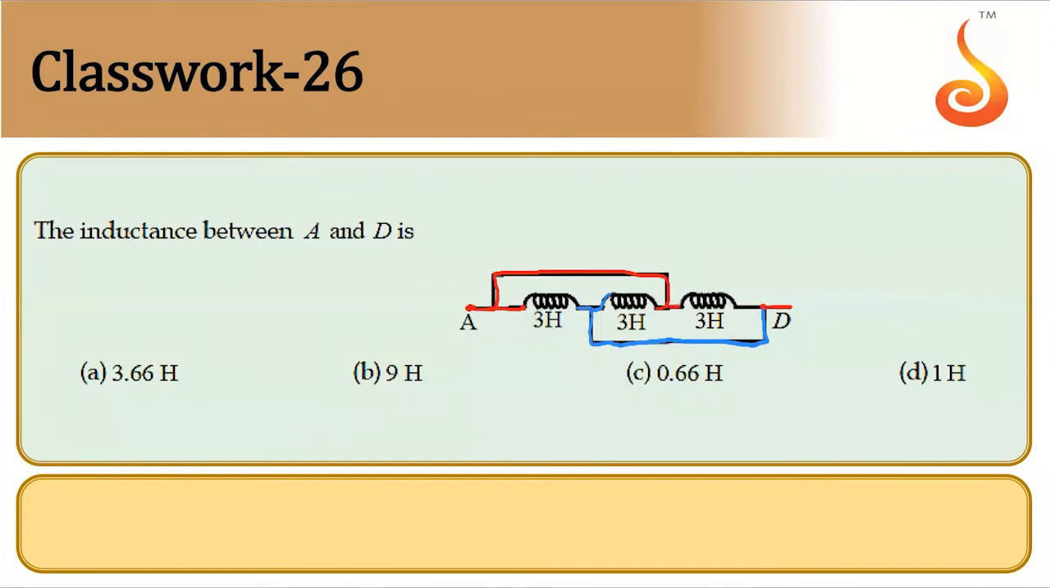Similarly, this one also, one end is connected to A. Other end is connected to D. So what you can notice is all the 3 are connected between A and D. So all are in parallel. If all are in parallel, the effect will be 1 Henry, just like your resistors. 3 Henry inductors are connected in parallel, so effect will be 1 Henry. That is option D.